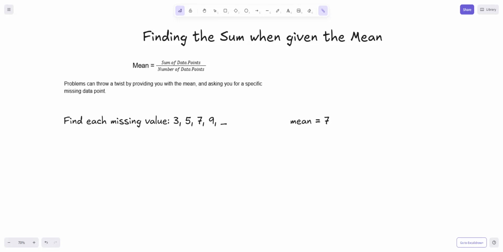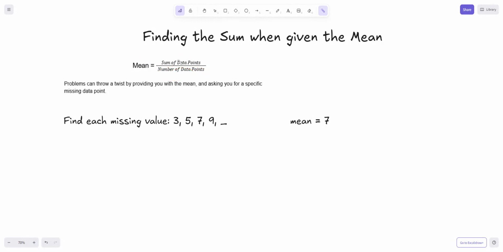Alright, this video covers finding the sum when given the mean. This is basically an extension of finding the mean. It's like going backwards. So let's look at the mean, right? To calculate the mean or the average, we have to add up all the data points, or find the sum of all the data points, and then we divide by the number of data points, or how many numbers there are, right?